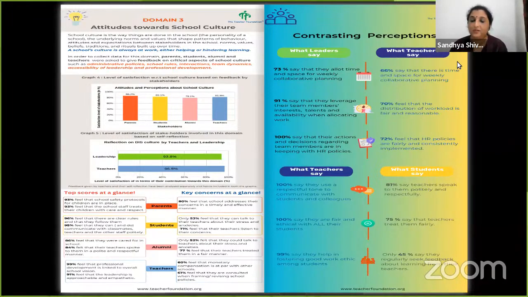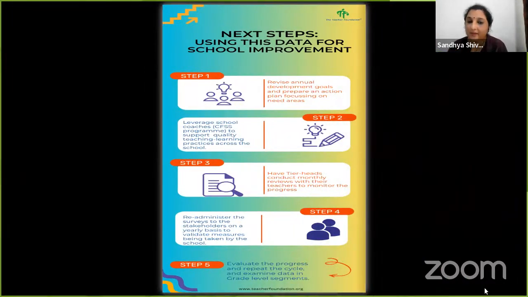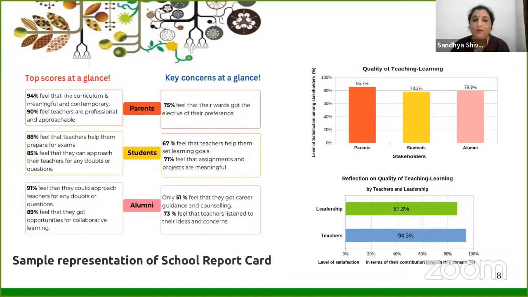Similarly, we have contrasting perceptions in terms of what teachers say and also in terms of what students say. For example, 100% of teachers say that they use a respectful tone to communicate with students and colleagues. But only 81% of students feel that teachers speak to them politely and respectfully. So there's a gap of 19%, which the school probably needs to think of in terms of how to bridge it, right? And of course, finally, there are some recommendations that we may give in order to develop the school improvement planning. So all of this, friends, is part of strand 1, which is the school report card.